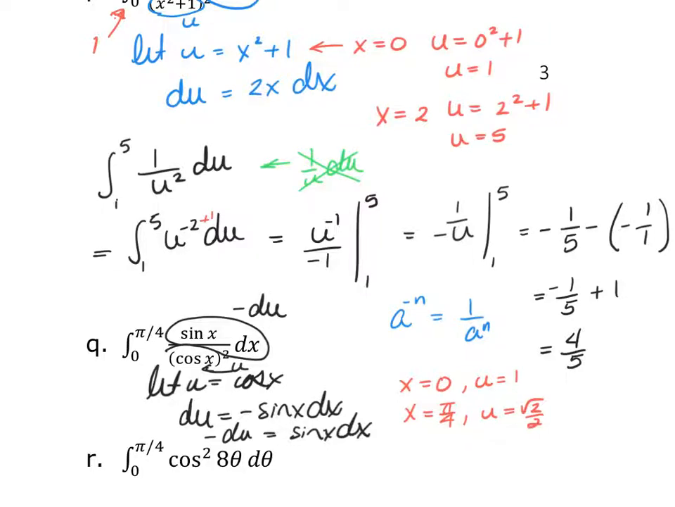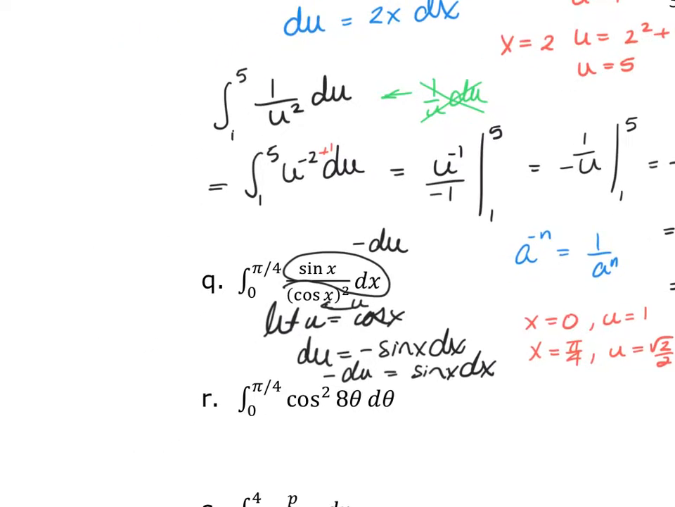Okay. So what we have now is the limits of integration changed from 0 to 1 and pi over 4 to the square root of 2 over 2. And I have 1 over u squared, and then I'm going to adjust the negative by just pulling that out front. So did you get this far?